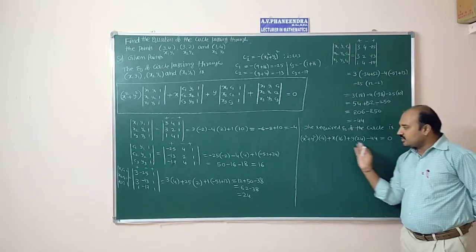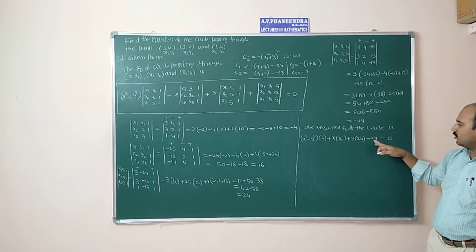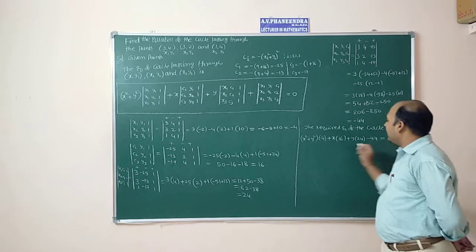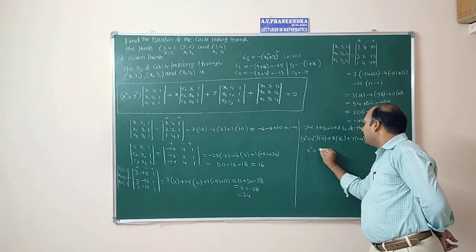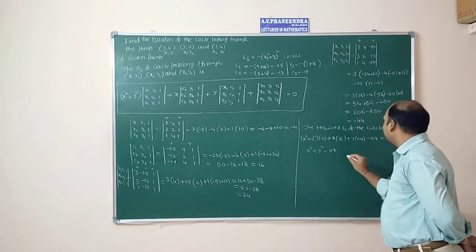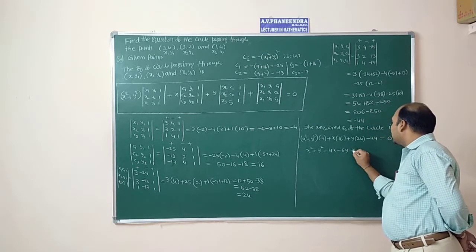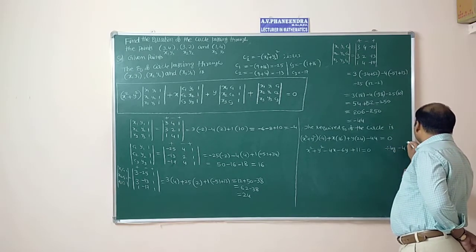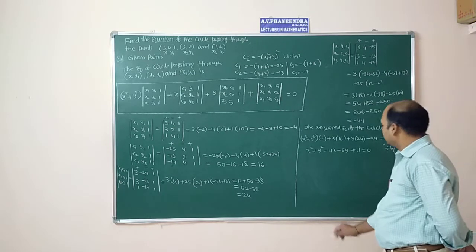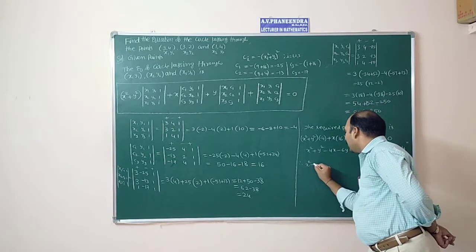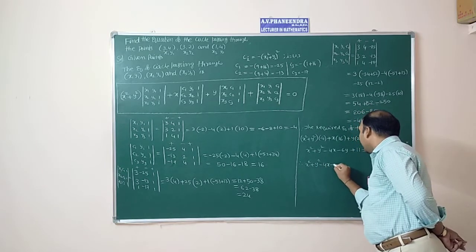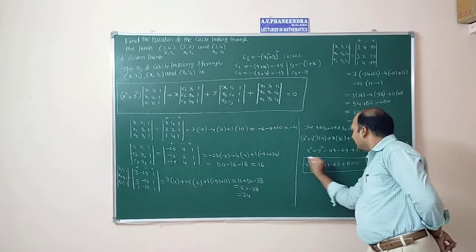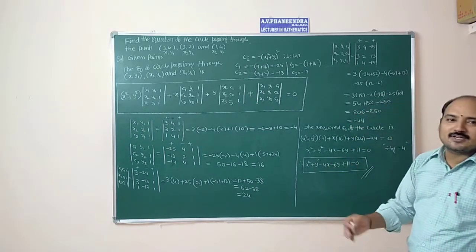Observe that in every term, minus 4, 16, 24, minus 44, all are multiples of 4, and minus 4 especially here. So dividing throughout by minus 4, it becomes x square plus y square minus 4x minus 6y plus 11 equal to 0. Therefore, the required equation of the circle is x square plus y square minus 4x minus 6y plus 11 equal to 0. So in this also we got the same result.